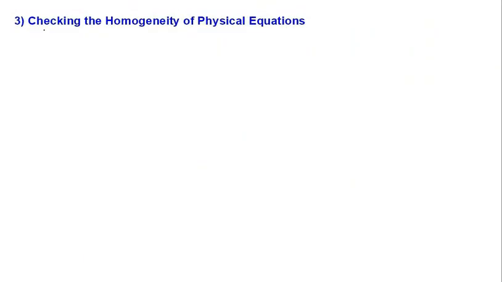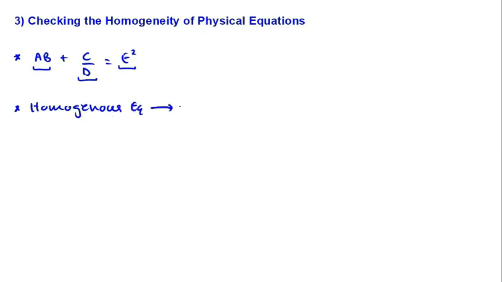The next topic is checking the homogeneity of physical equations. Students, look at this sample equation first. AB plus C over D is equal to E squared. Students, look, this equation has three terms: AB, C over D, and E squared. Now, a homogeneous equation is the one in which all terms have the same SI base units.